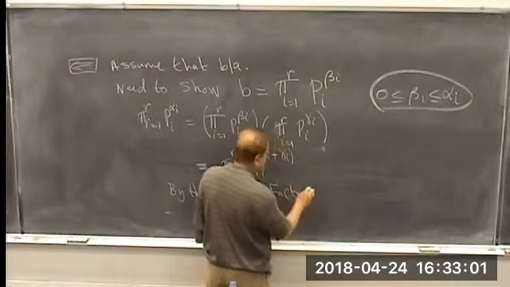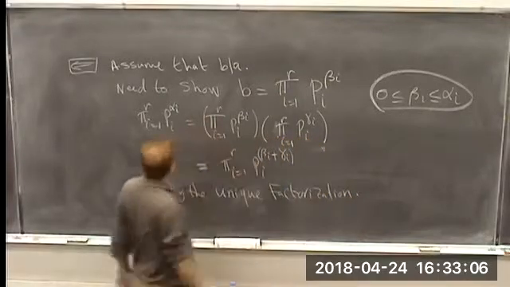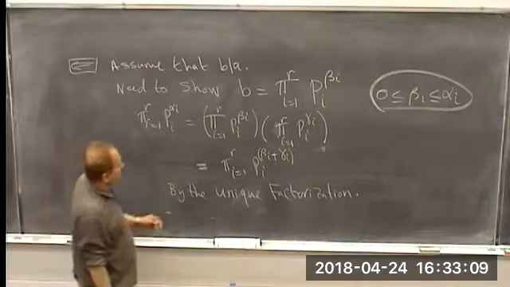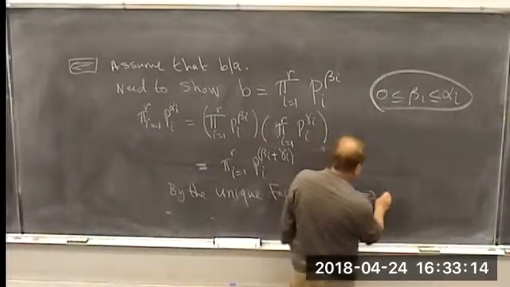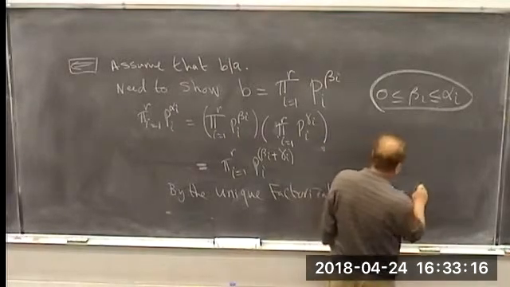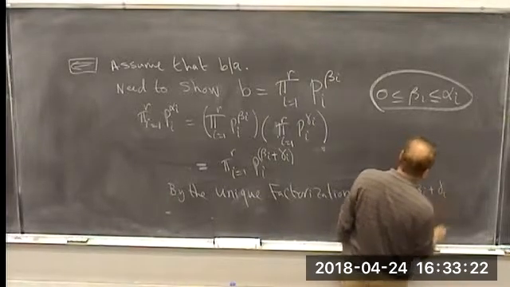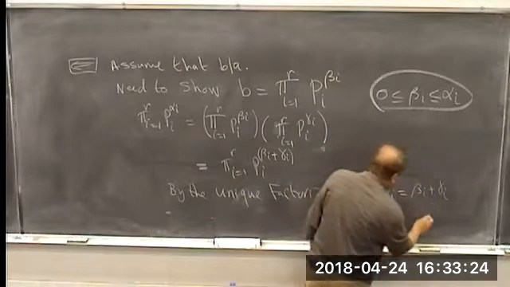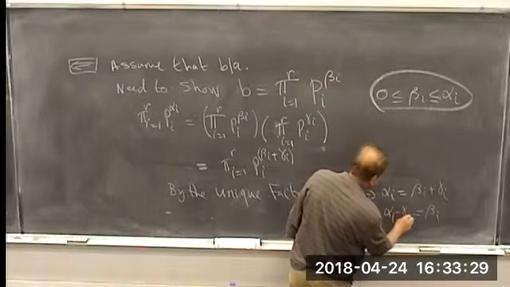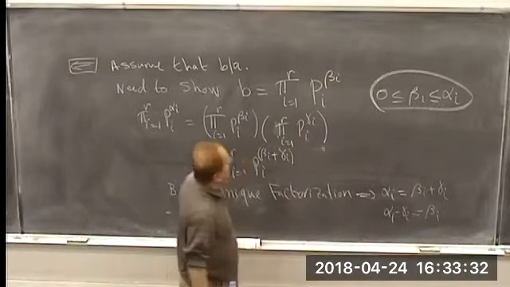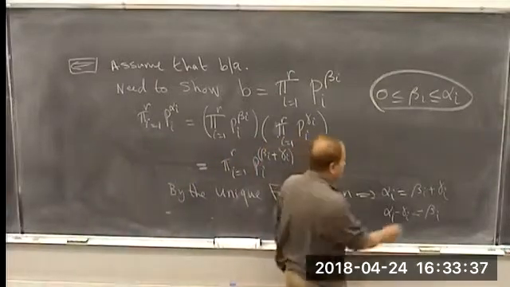Now, by that unique factorization, or by the uniqueness of the primes, because these two numbers are equal, we must have that the exponents are all the same. It implies that alpha i is equal to beta i plus gamma i. And now solving for beta i from here, we obtain that this is equal to alpha i minus gamma i. Now let's see if this would satisfy this condition.